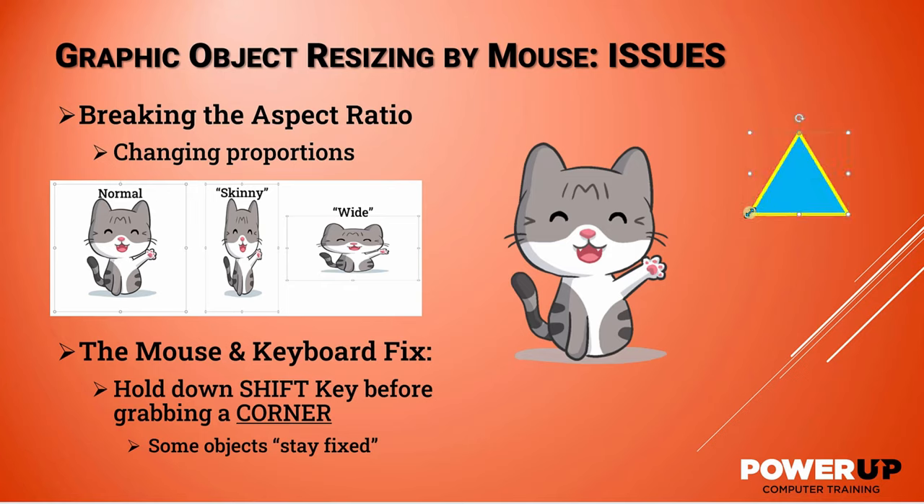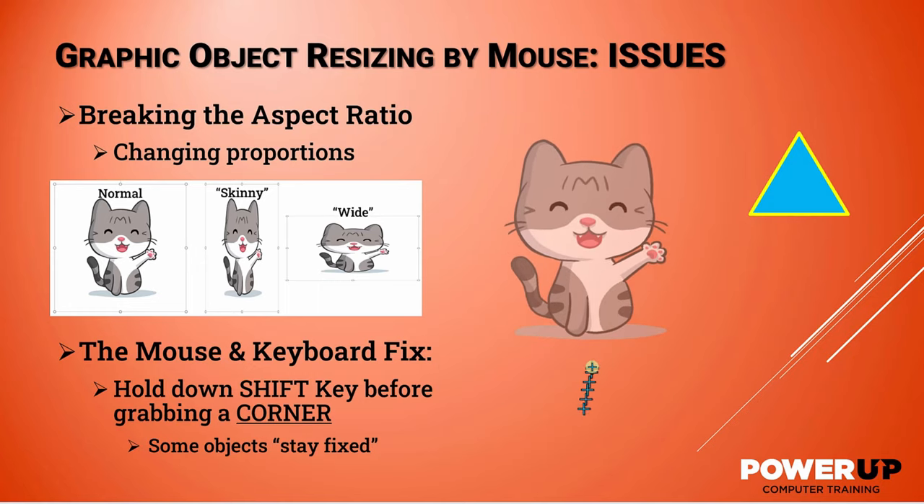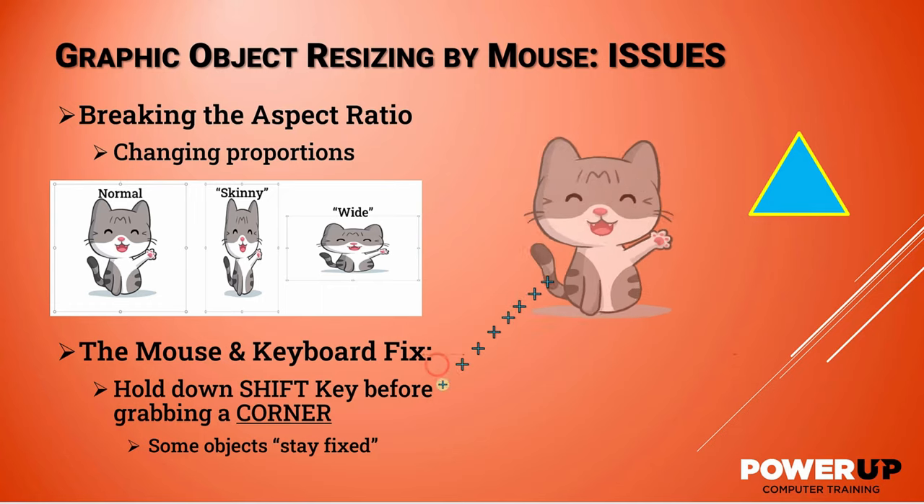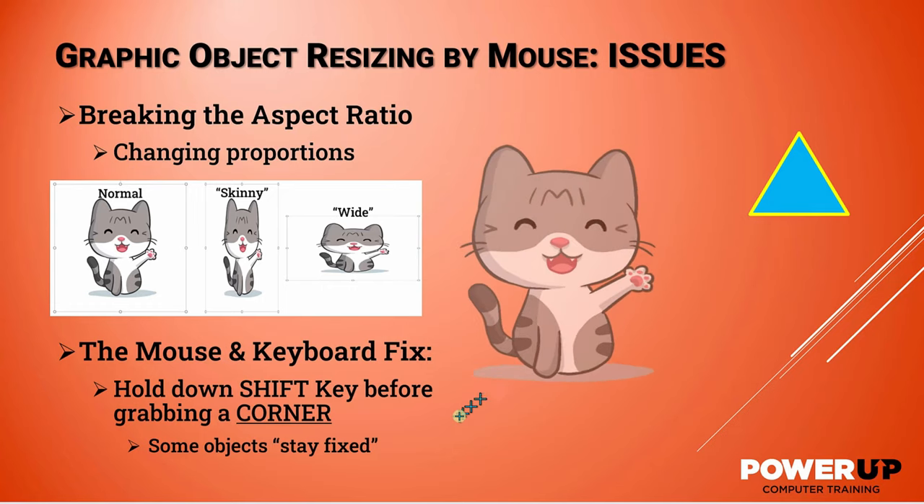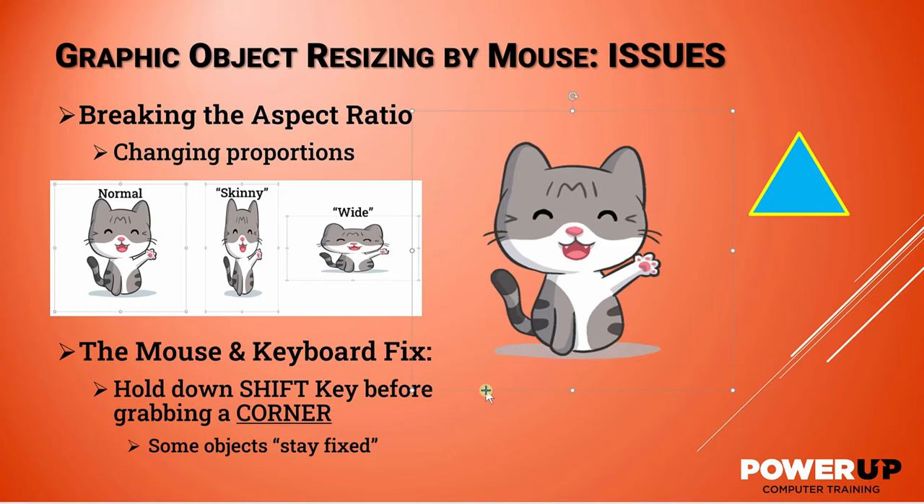But with the cat, based on a setting we will soon see, I can control the proportions from the corner, but I can still change the aspect ratio if I use any of the middle grab handles.